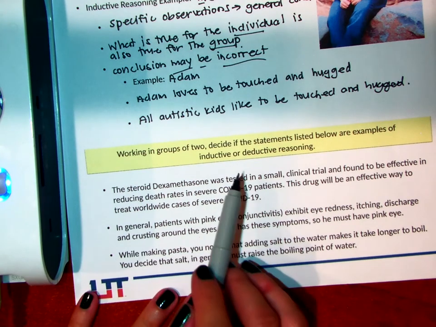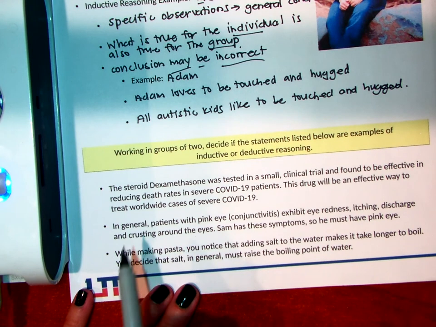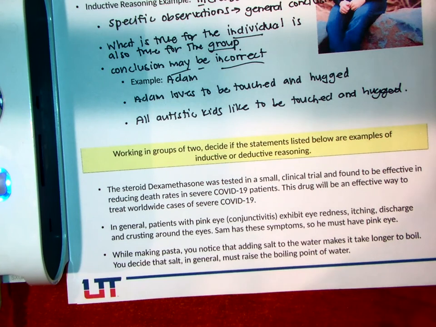So again, working in groups of two or on your own, decide if the statements listed below are examples of inductive or deductive reasoning. The first one: the steroid dexamethasone was tested in a small clinical trial and found to be effective in reducing death rates in severe COVID-19 patients. This drug will be an effective way to treat worldwide cases of severe COVID-19. I'll give you a minute to think about that and decide if you think that statement is using deductive or inductive reasoning.